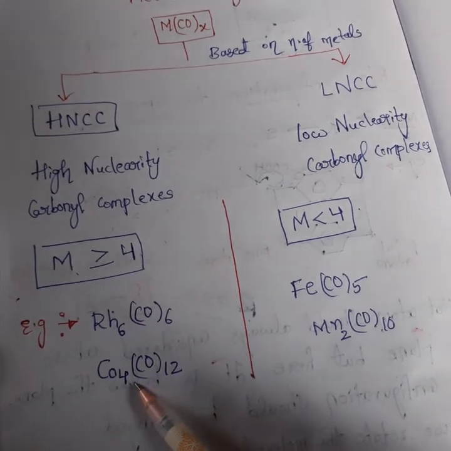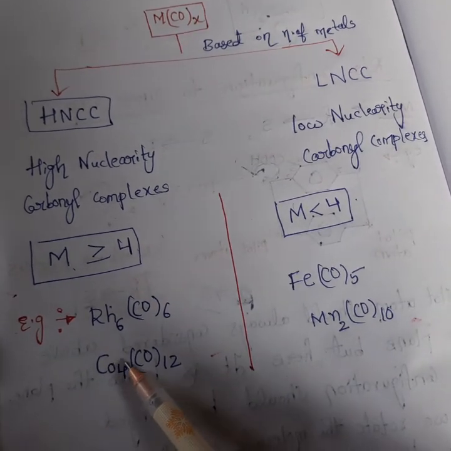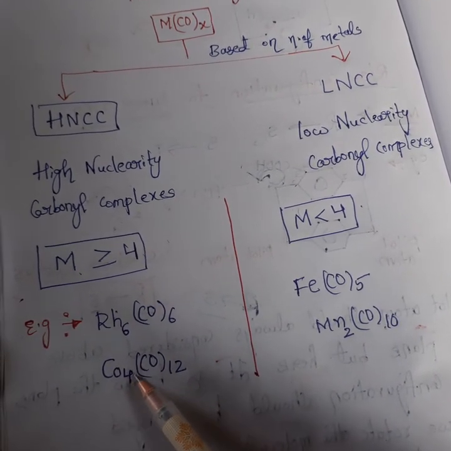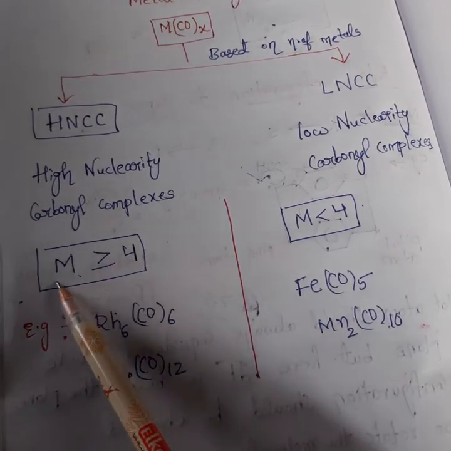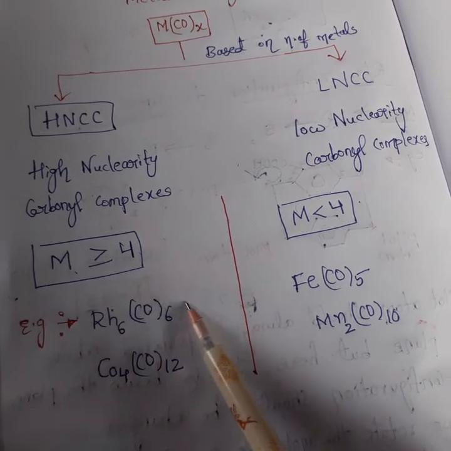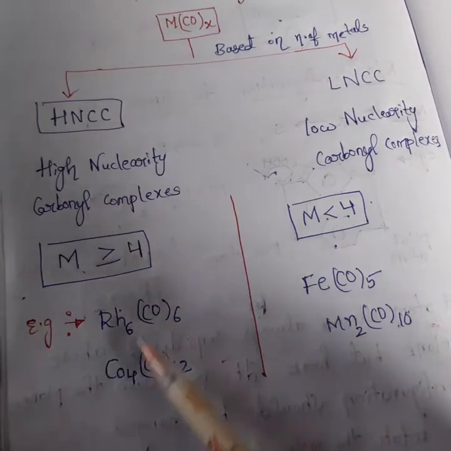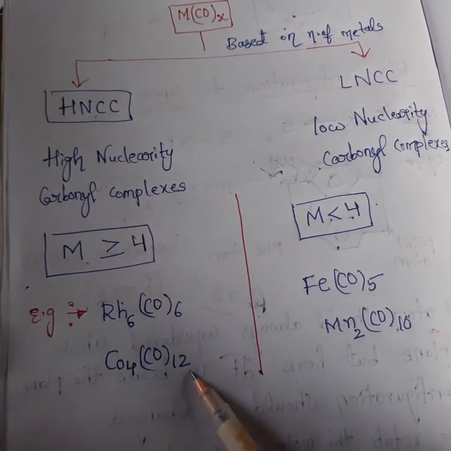Similarly, friends, here 4 are present. 4 cobalt means 4 metals are present. So according to our rule, if the number of metals is equal to 4 or more than 4, then it comes under high nuclearity carbonyl complex. So it is also an example of a high nuclearity carbonyl complex.